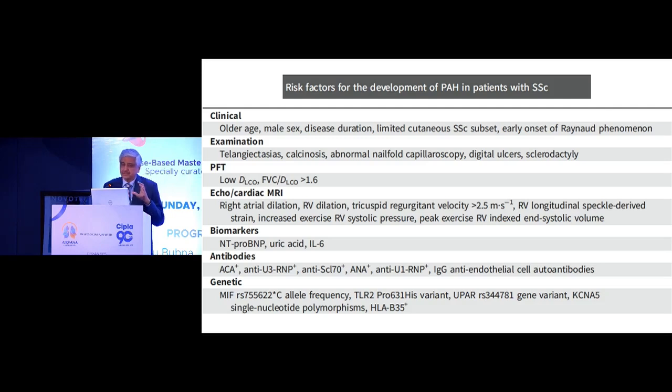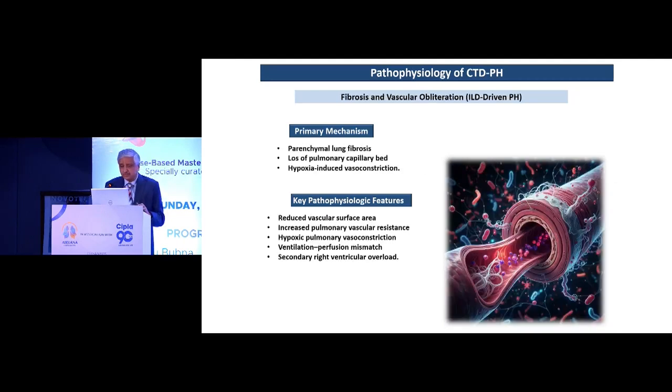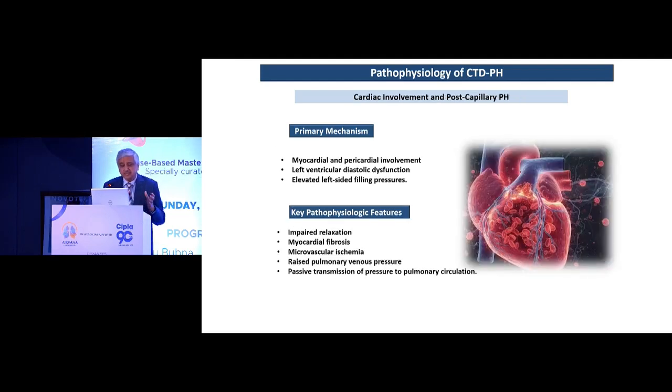Pulmonary arterial hypertension and CTD actually have a huge correlation. It can happen with an immune-mediated pulmonary vasculopathy, which can be autoimmune endothelial dysfunction, dysregulation, and progressive pulmonary artery remodeling. Then you have an ILD-driven pulmonary arterial hypertension, fibrosis, vascular obliteration, which is what we see more often. But then you can also have cardiac involvement, the post-capillary pulmonary hypertension.